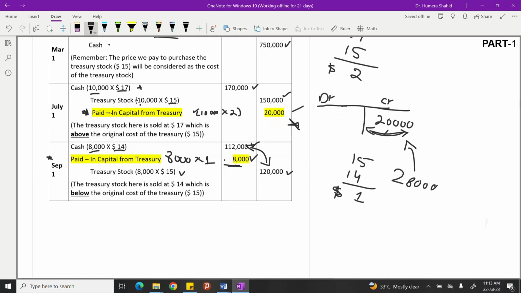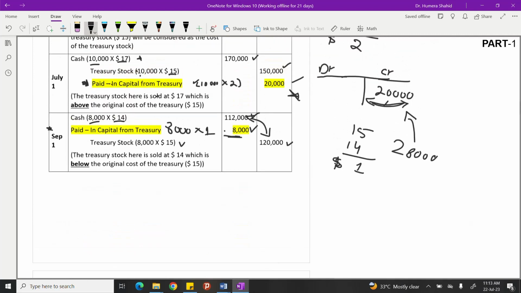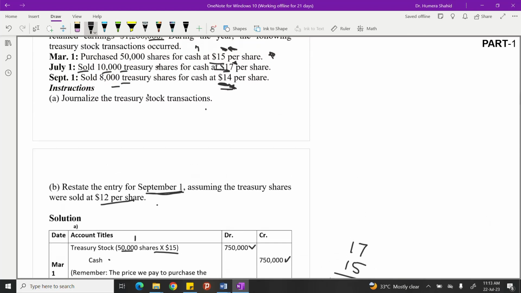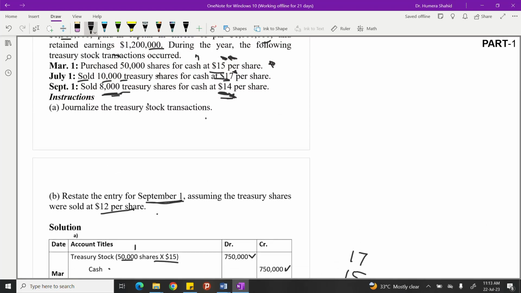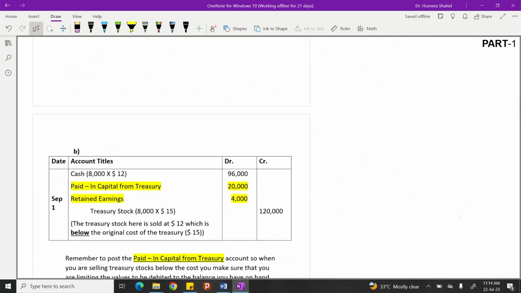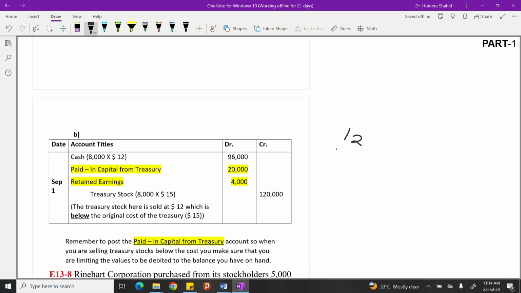from treasury stock account. Let's read part B before we solve it. They say restate the September 1st entry assuming that treasury stock were sold at $12 per share. What happened on September 1st? You sold 8,000 shares and they say now the sale price is $12. Sale price is $12 but the purchase price was 15, right? So how much shortage do you have for each share? $3.